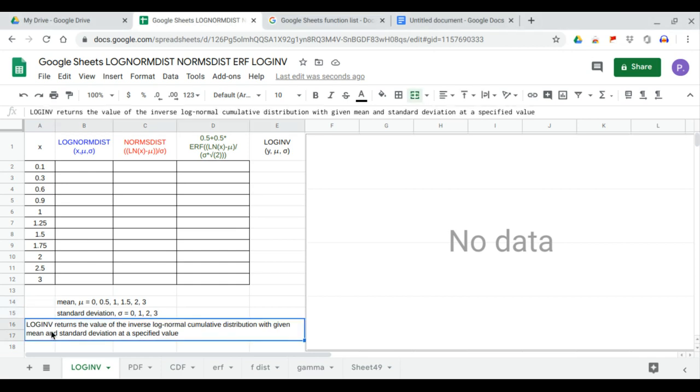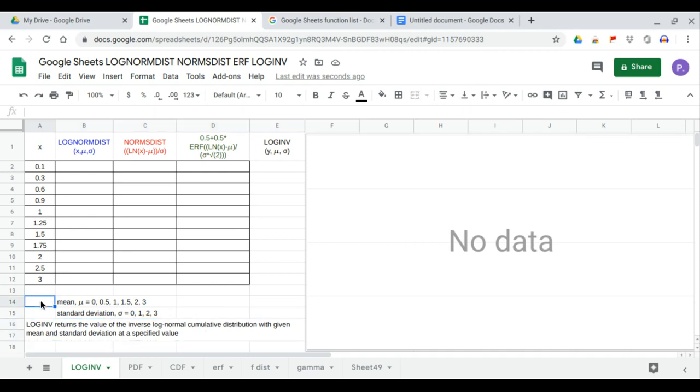Log inverse. The log inverse returns the value of the inverse log normal cumulative distribution with given mean and standard deviation of a specified value x. In this video, we'll generate the y values of the log normal cumulative distribution and invert it using the log inverse and compare these values to our x values.